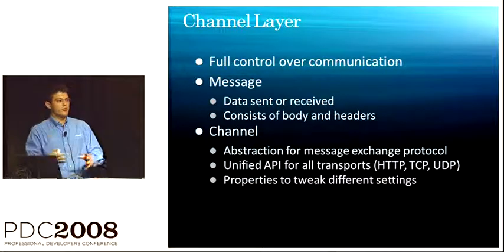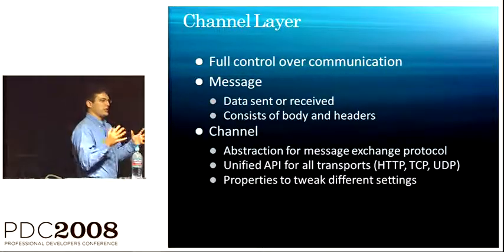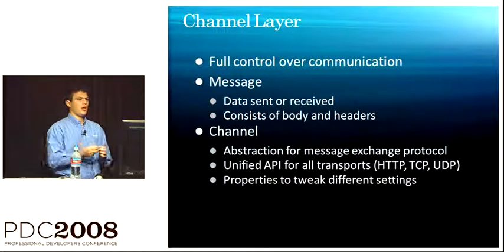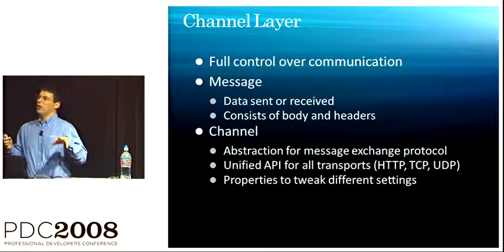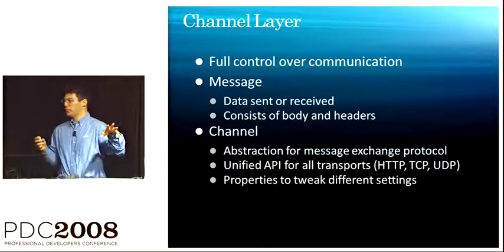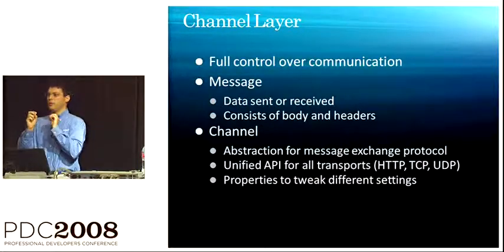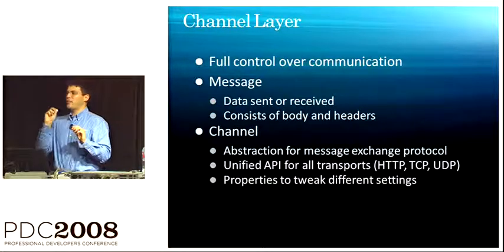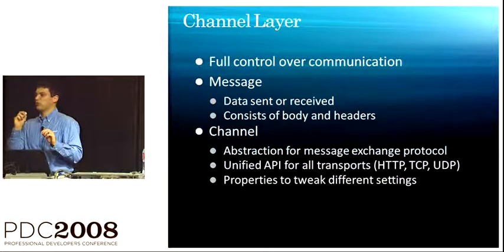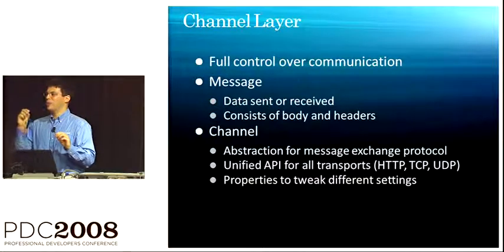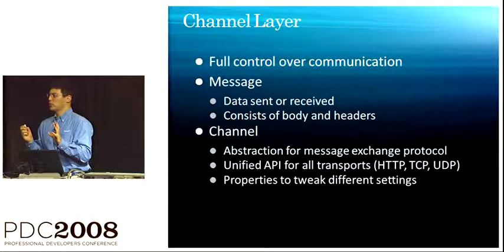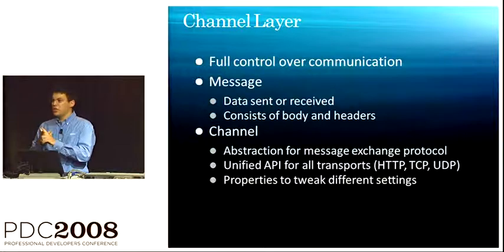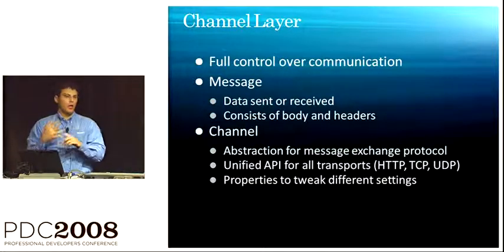The channel is an abstraction of the message exchange. As I said, this is actually about physical connection. This is a unified API for the three transports that we support in this version: HTTP, TCP, UDP. The only part where you're setting is the channel property, kind of actually binding, where you're saying, okay, I'm going to use a TCP channel. All other things are the same. You create it, you open it, you send, receive, you close it, and you delete it.